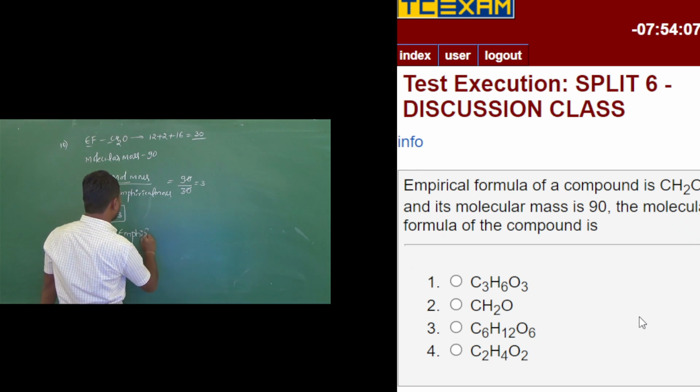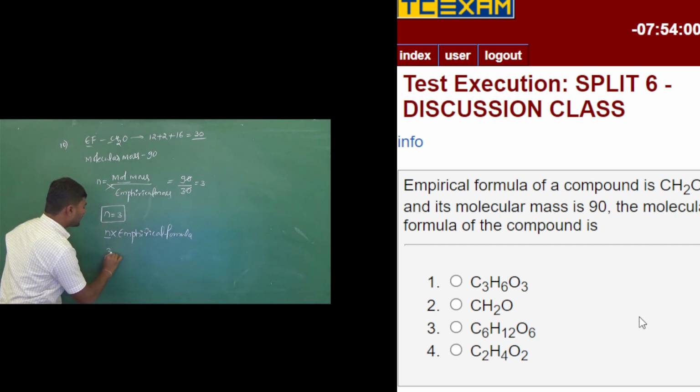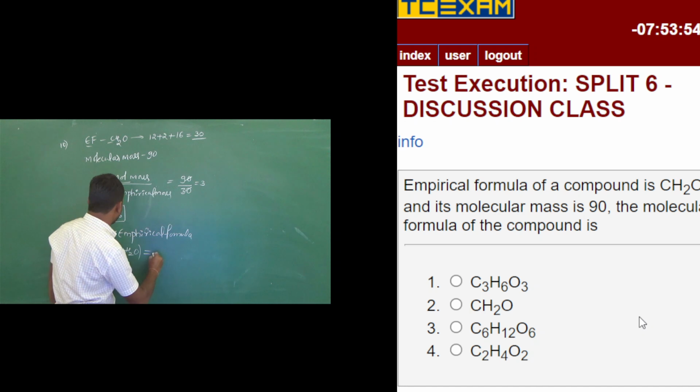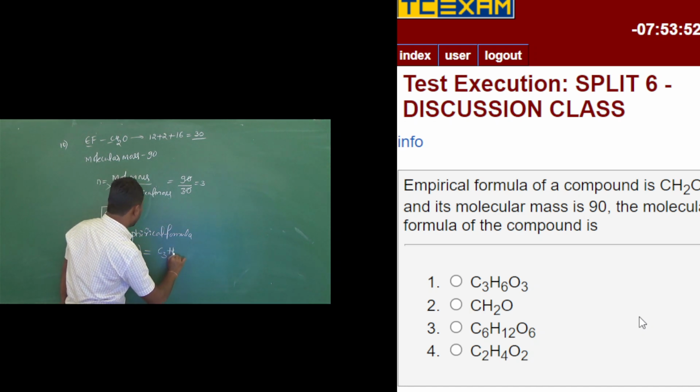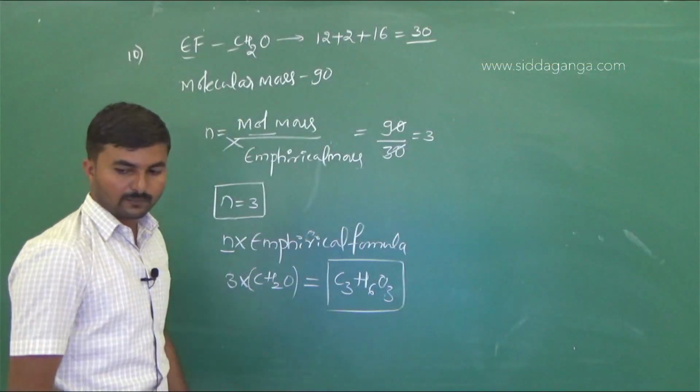Empirical formula, yesterday the empirical formula of the molecule, what have they given? So the value of N is 3, followed by the empirical formula CH2O. So the exact molecular formula of this molecule is C3H6O3. So this is the molecular formula of this particular compound.